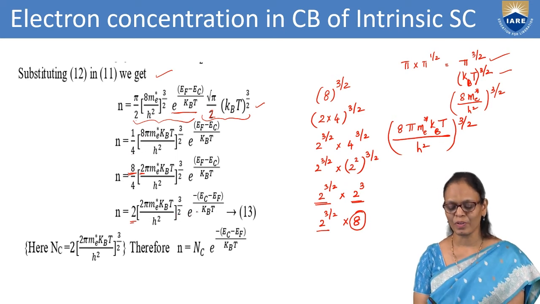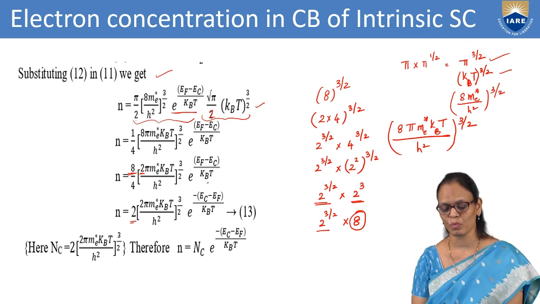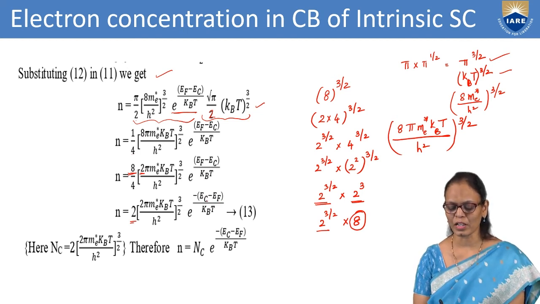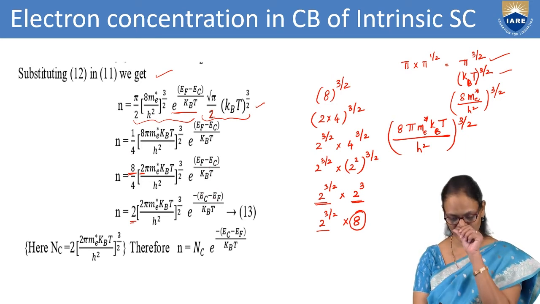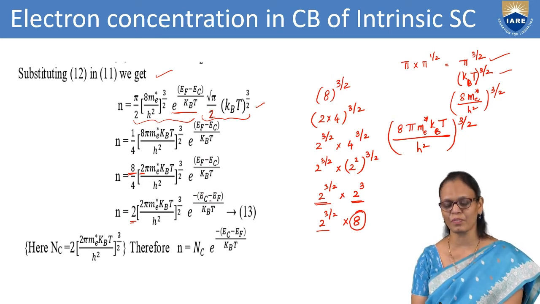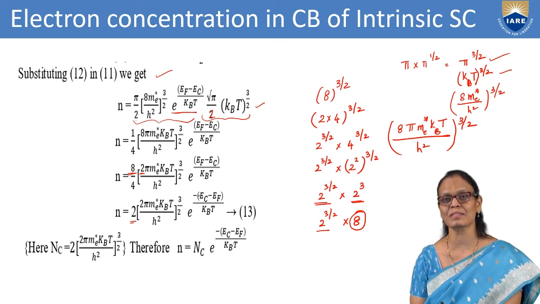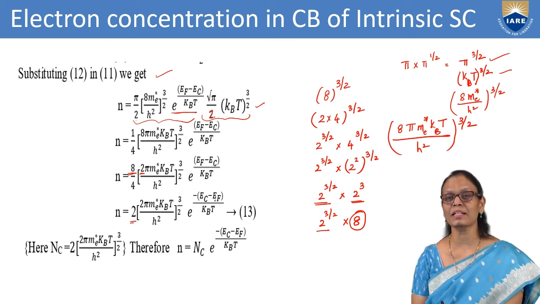E power, we are simply writing it as EC minus EF. Why? Because when we are talking about EC and EF, EF lies below EC. Therefore, we are always trying to write the higher energy value minus the lower energy value. So the same expression, we take out a minus common so that it becomes minus (EC minus EF) by kBT. It is only to represent it as higher minus lower energy.